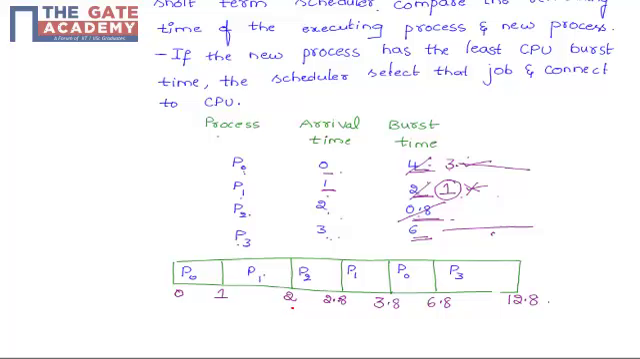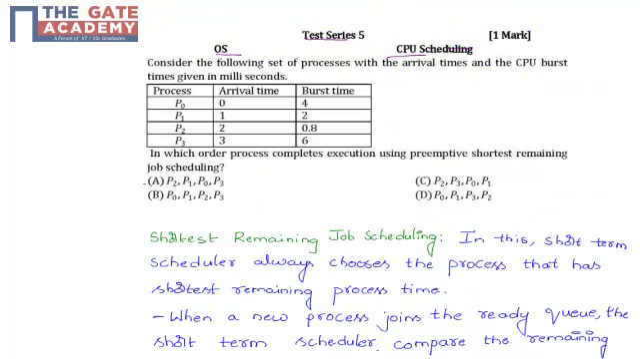So process P1 is completed at 3.8, P2 is completed at 2.8, P0 is completed at 6.8, P3 is completed at 12.8. So the completion order is P2 first, next P1, next P0, next P3. So the order is P2, P1, P0, P3, which is option A.